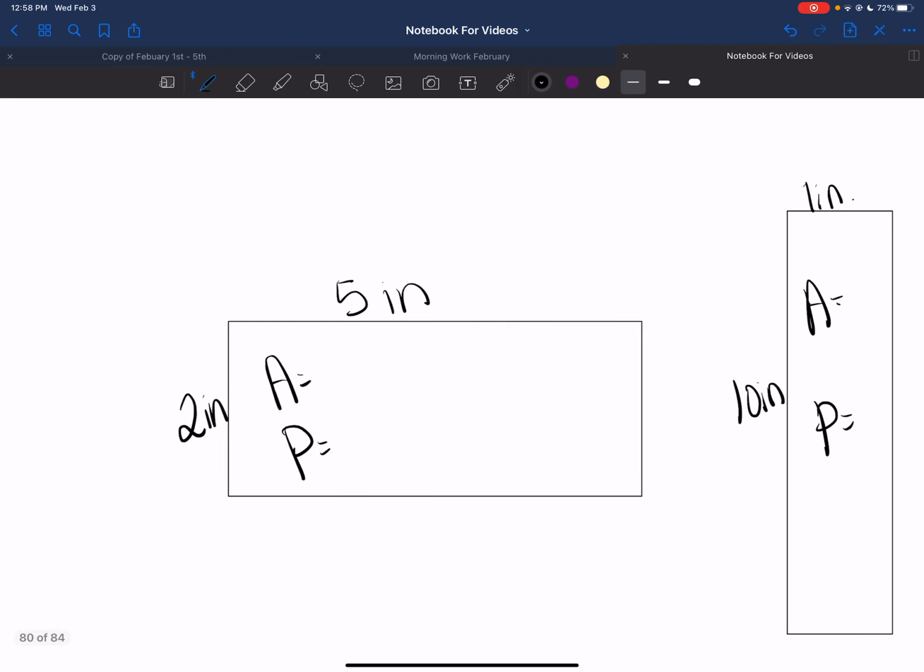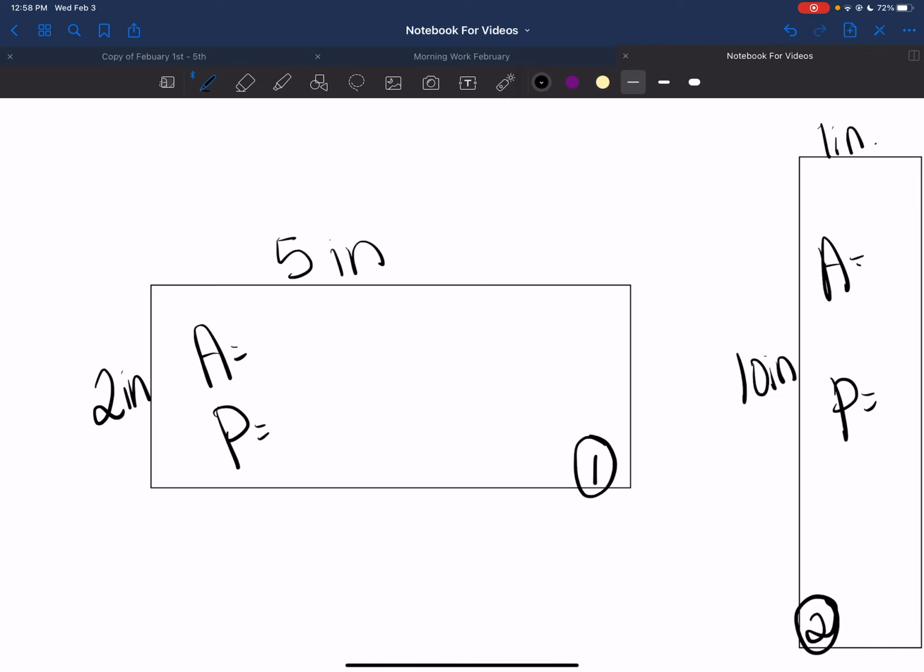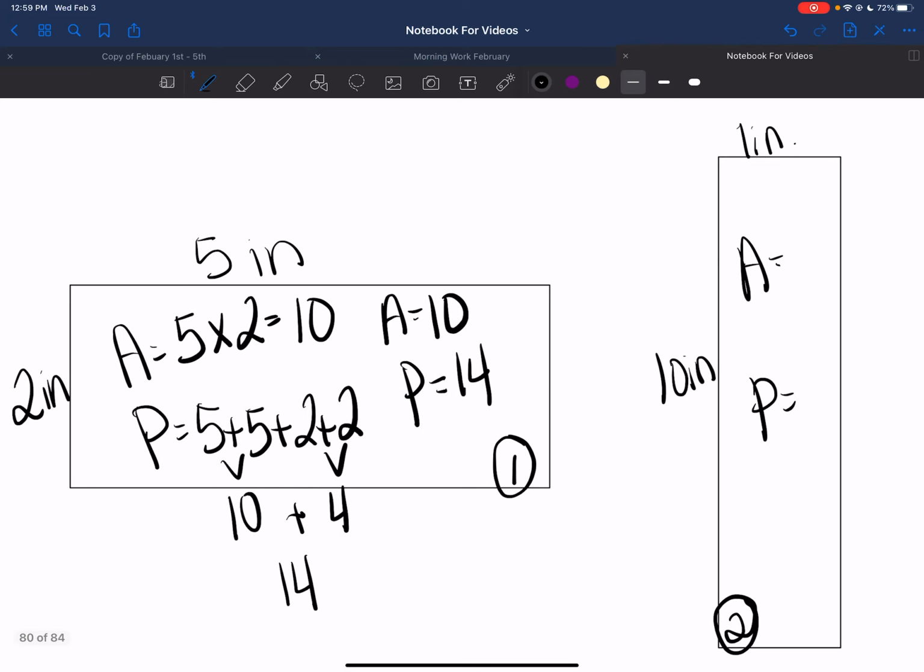Let's look at these two rectangles here. I'm going to call this rectangle 1 and this one rectangle 2, just so that we know which one we're talking about. I'm going to start off by finding area of rectangle 1. To find area, multiply length times width. 5 times 2 is 10. So A equals 10 for rectangle 1. Now I find the perimeter. 5 plus 5 plus 2 plus 2. 5 plus 5 is 10. 2 plus 2 is 4. 10 plus 4 is 14. So P equals 14.